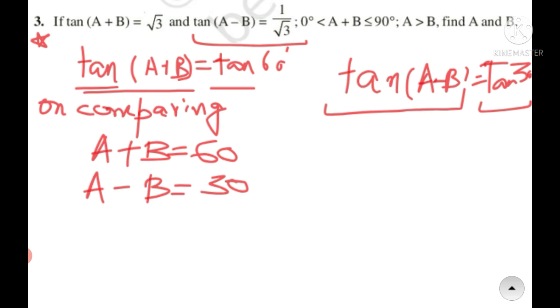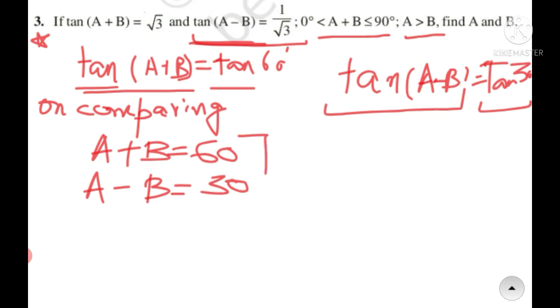Alright, now why is this given that this lies between 0 and 90? Because we are dealing with acute angles. And why is A more than B given? Because if A becomes less than B, then in the second expression this angle becomes negative. So this is why these two expressions are written.